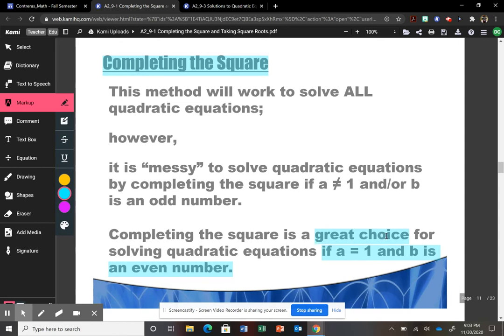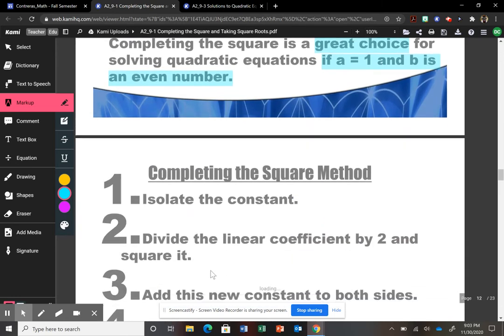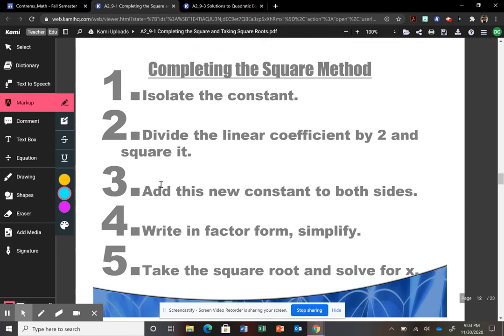Completing the square is a great choice for solving a quadratic equation if a is equal to 1 and b is an even number. These are the steps, so you can go ahead and pause this and get your note card out for reference when you need to use the completing the square method. First, isolate your constant. Divide the linear coefficient by 2 and square it. This is what I call the magic number. Then add the new constant to both sides, write in factored form and simplify, and take the square root to solve for x.